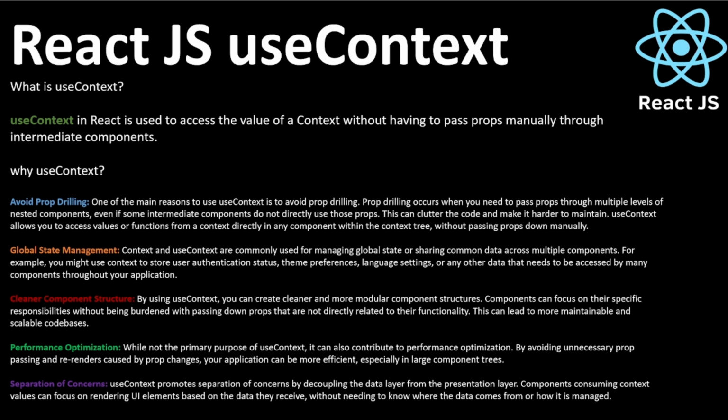Why use context? Use context to avoid prop drilling, and one of the main reasons to use context is to avoid prop drilling. Prop drilling occurs when you need to pass props through multiple levels of nested components. That is one of the biggest problems, guys. Even if some intermediate components do not directly use those props, this can clutter the code and make it harder to maintain. Use context allows you to access values from the context directly in any component within the context tree, without passing props down manually. That is the beauty of use context.